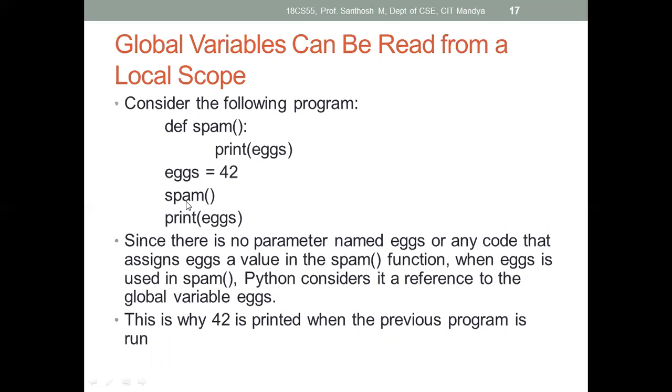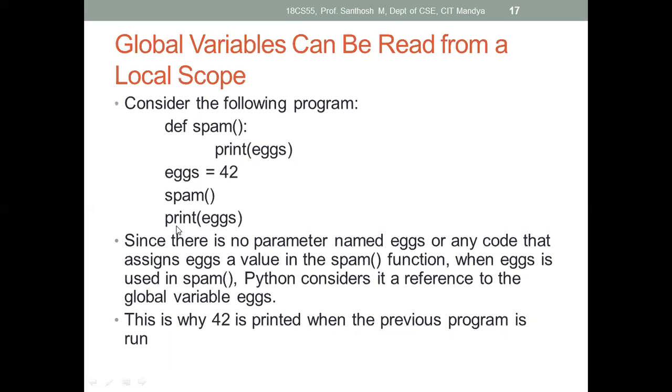Now you are calling the spam function. If you call it, then it will print 42 only. You can use that global variable inside any function. I already told, global variables can be used by any function in a program. So then it will print what? 42. After this, again you are printing print x.